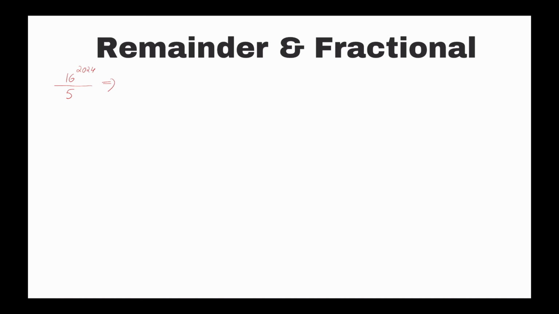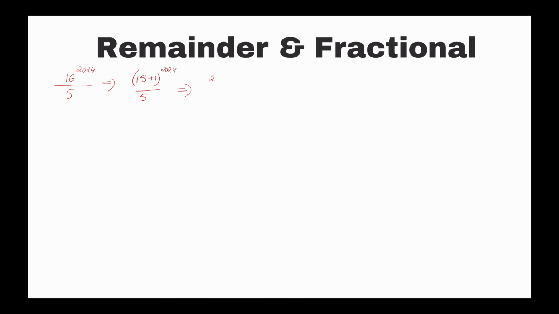So from here we can see that 16, how can I write it down? I can write it as 15 plus 1, where 15 is divisible by 5. However, 1 is not, right? So from here, I can write this as (15 plus 1) whole to the power 2024 upon 5. So this is how I can open this up. Now, if I open this binomial, how is it going to be opened?